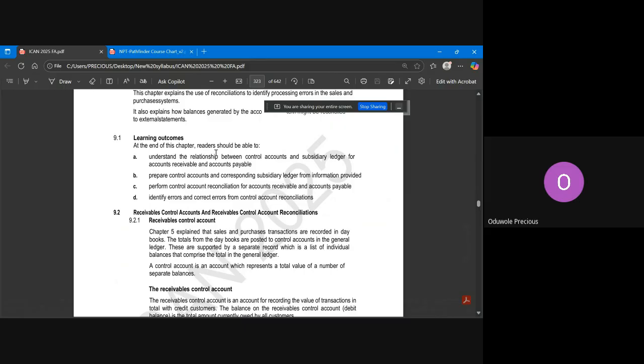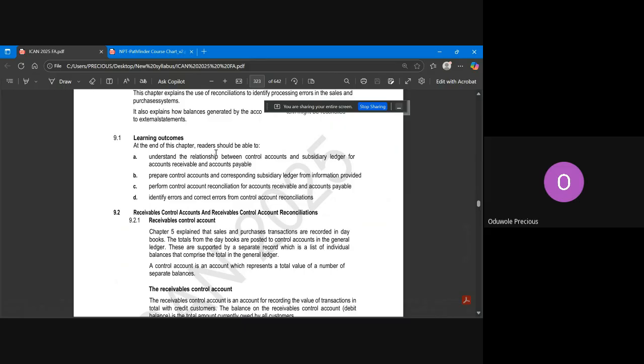Moving on, you have two types of control accounts. The first one is the receivables control account. The receivables control account is also called the sales ledger control account. It's also called the total debtors control account. You can call it any one of the three, but the normal one that is used is the receivables control account.